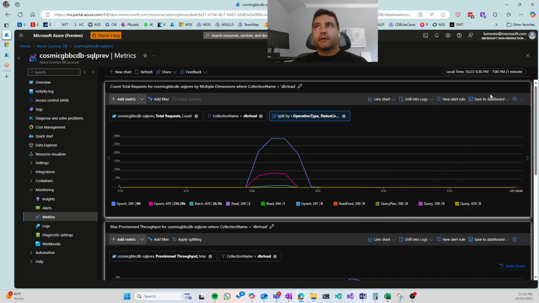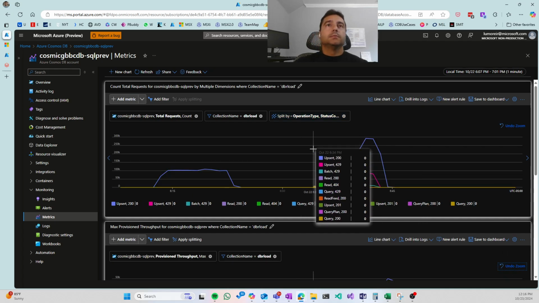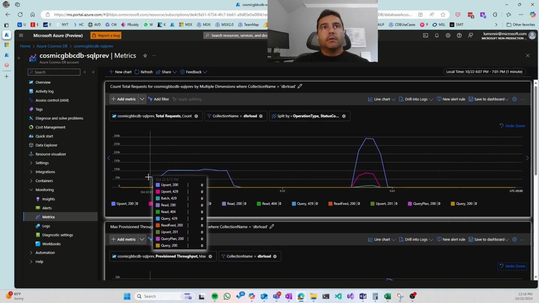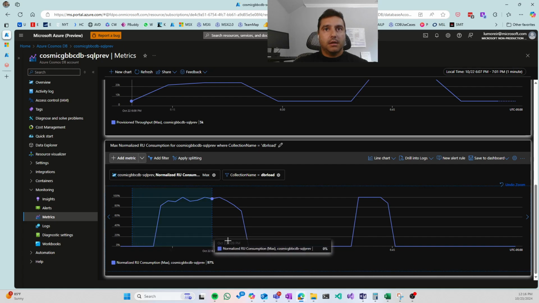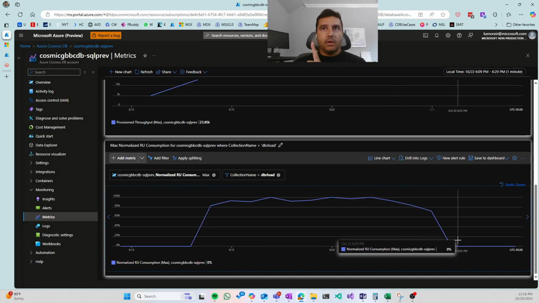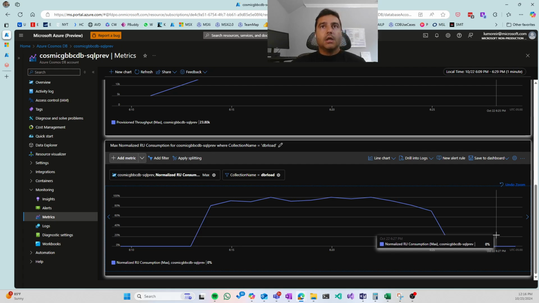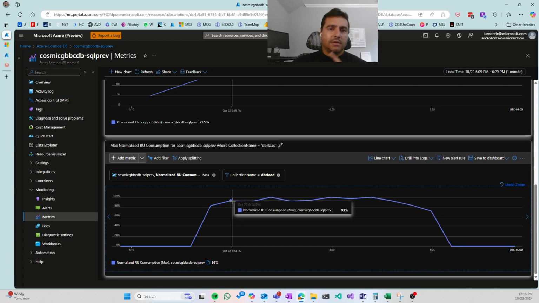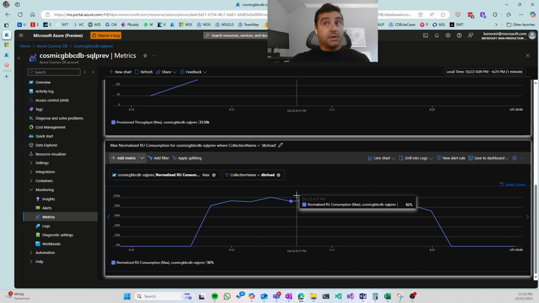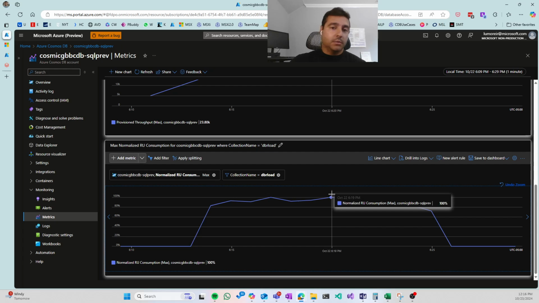Now let's take a different time frame. I want to undo my zoom here and look at the first spike, when I saw the normalized RU. If I look at the normalized RU metric here, you're going to notice that I got 93%, 91, 100%, 92, 100%, so my workload was consistently high in terms of normalized RU.